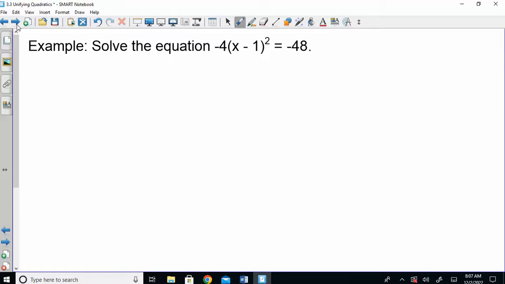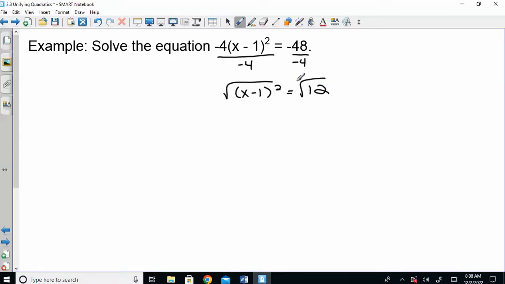So we have 2 options for solving this. First one is to multiply everything out and set it equal to 0. What's our other option? Divide by 4 and then square root. Yeah, Caitlin did say it. That would probably be an easier method. So if I divide by 4. And then we square root.